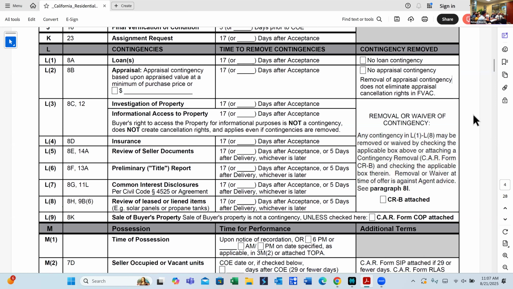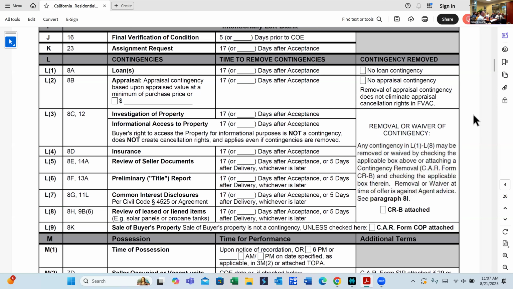So let's see, investigation of property, well, no, I don't want to move on from appraisal. If the property doesn't appraise at the purchase price, you can cancel. What happens if someone claims the square footage is 3,000 square feet and the appraisal says 2,500 square feet? Can you cancel based upon the appraisal contingency? Yes. No. No? Yeah, that's the investigation contingency, which is found in the body of the purchase contract.